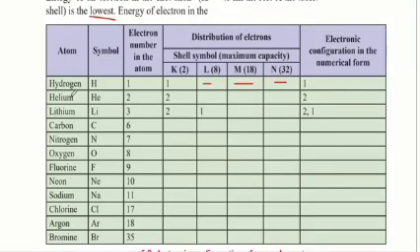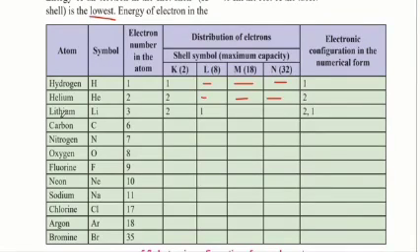The second atom is helium. The symbol for helium is He. We cannot write just H because H is already taken by hydrogen. Therefore, the symbol for helium is He. The number of electrons it has is 2. Therefore, both those electrons would be in the first shell, that is the K shell, and the other shells would be empty. And the electronic configuration would be just 2.